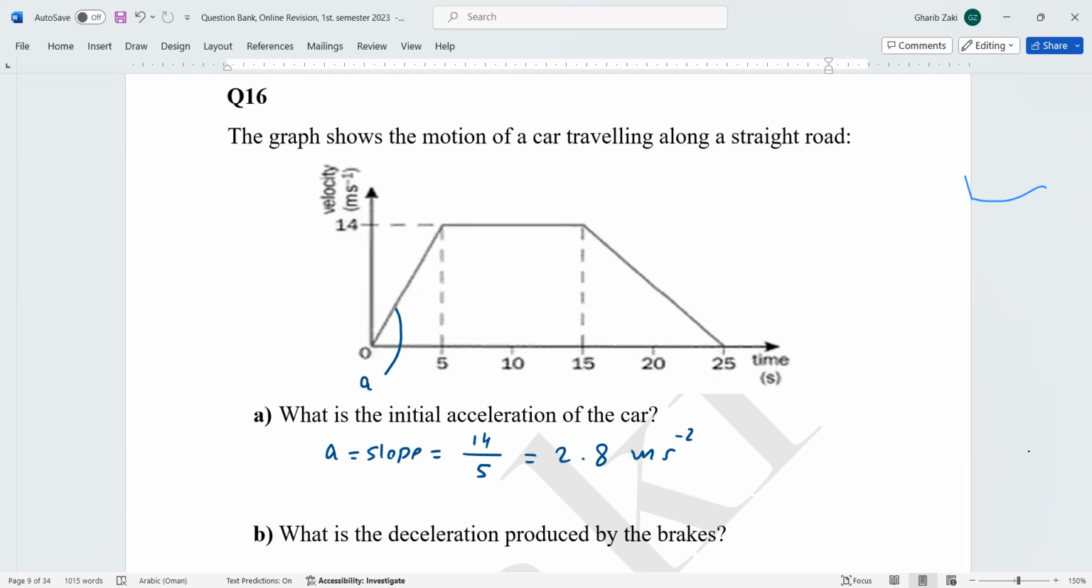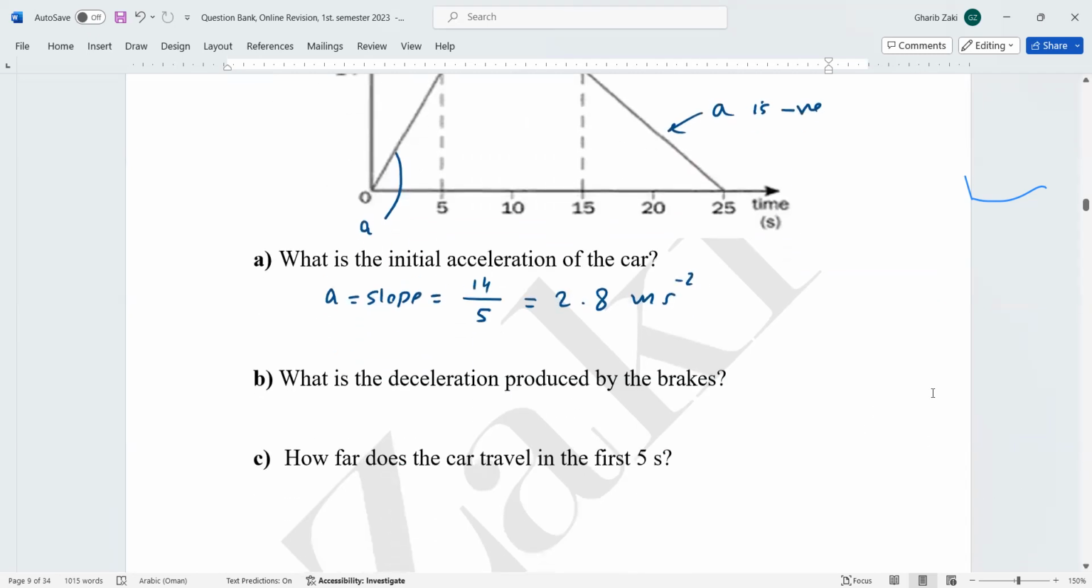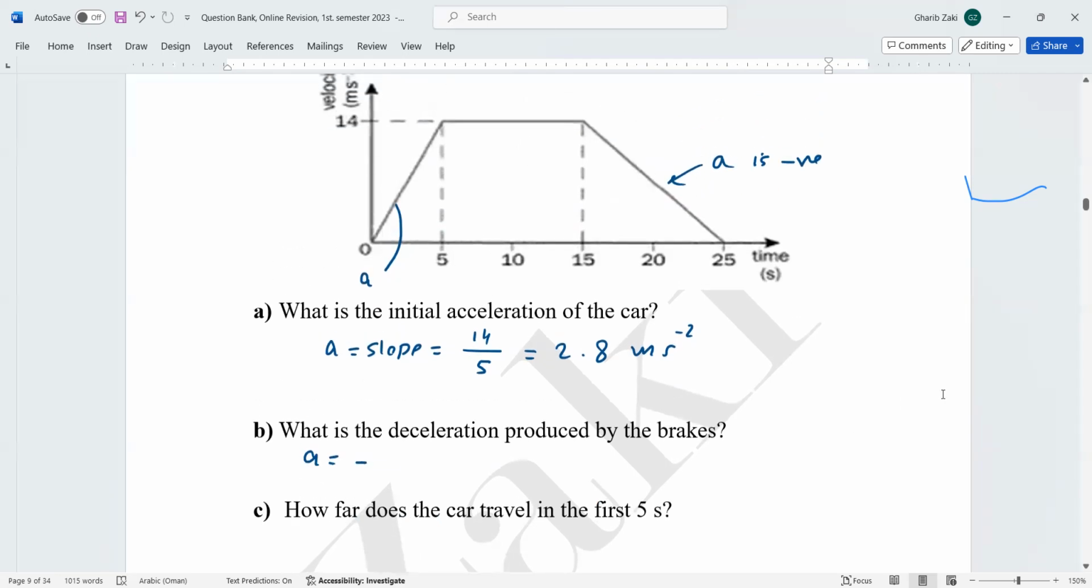The deceleration is that one, so it is negative here. It is the slope of the last part. First we find the acceleration, which will be negative. The vertical change is 14, over the horizontal change, from 15 to 25, which is 10. Then it's over 10, so it's negative 1.4. So the deceleration equals 1.4 meters per second squared.